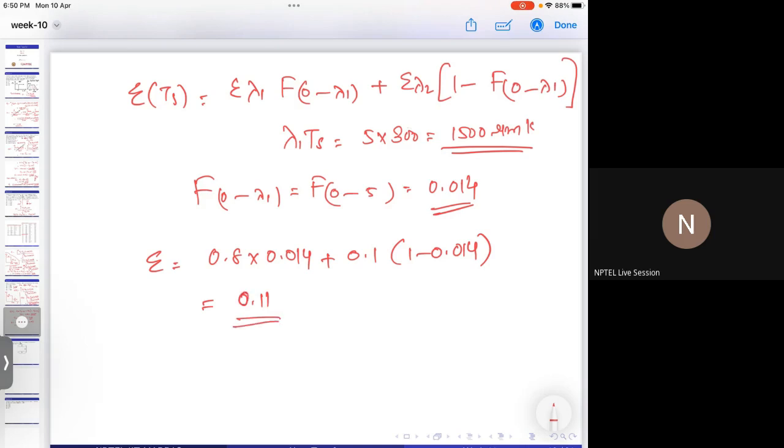So this is the emissivity value for the board for the initial condition. So say I'm just asking, at steady state, what will be the value of emissivity? When the board attains steady state?